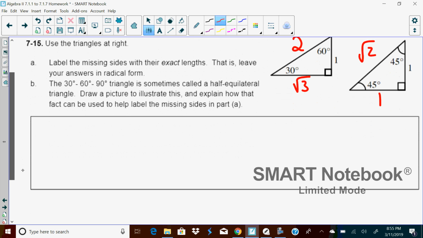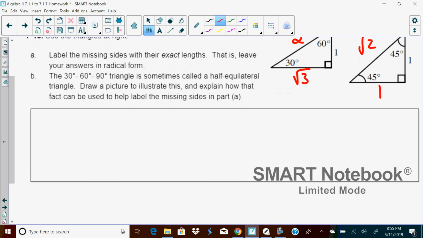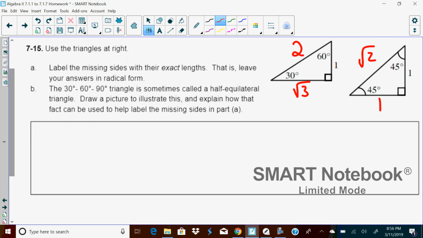So then it says 30, 60, 90 triangle, sometimes called half an equilateral triangle. Draw a picture to illustrate this. So if this is my 30, 60, this is 60. If I drew another one over here, this would be a 60 as well. And then I could say, okay, this is 2, 2, 1, and 1, which is 2.